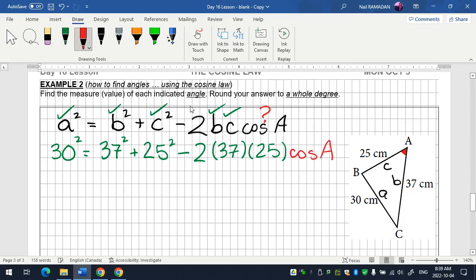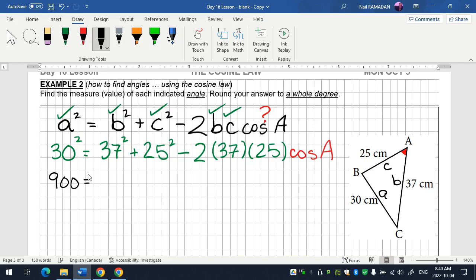Okay, what should be my next step? Keep going with the numbers. Again, clean up as much as you can. What's 30 squared, or 30 times 30? Come on, 3 times 3 is what? 9. And how many zeros? 2 zeros. So this is 900. Everyone, 900.